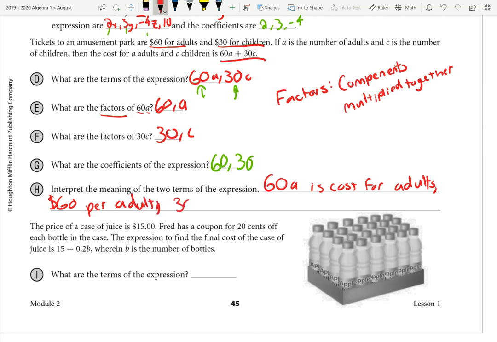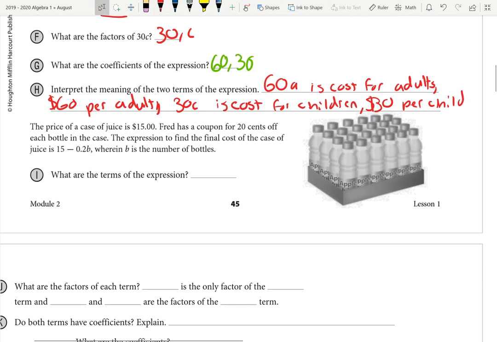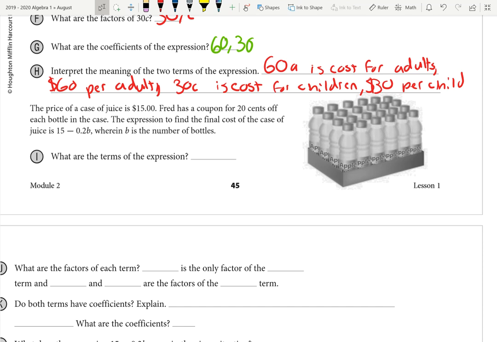Whereas 30C is cost for children. But again, it's $30 per child. So one child ticket's $30, one adult ticket is $60. Obviously, every child that goes would pay $30, every adult that goes would pay $60. That's the interpretation of our expression. Now let's look at a different one.